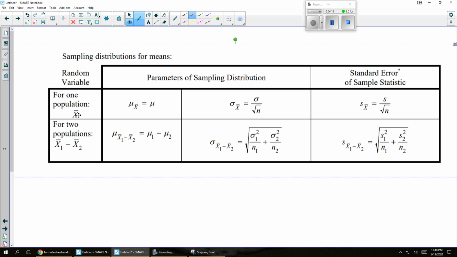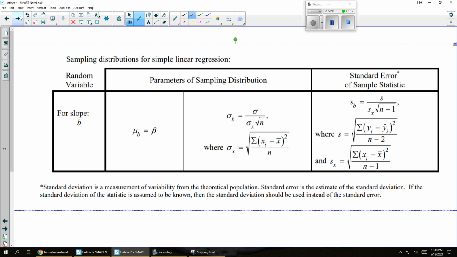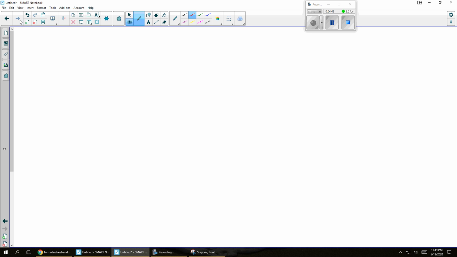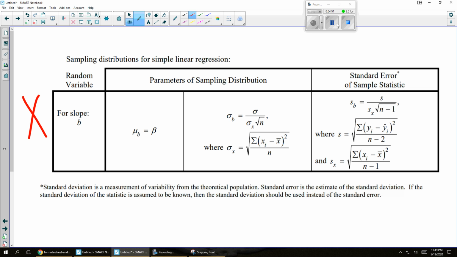Same idea for means. One mean, two means, or one population, two populations, and the formulas that we use for that. This stuff would be what I would use with the t distribution. This would be what I'd use with the z distribution. We don't have to do this part because we didn't get to inference on regression. So that will not be on the 2020 exam either. And that is a very quick covering of the formulas on the 2020 exam.